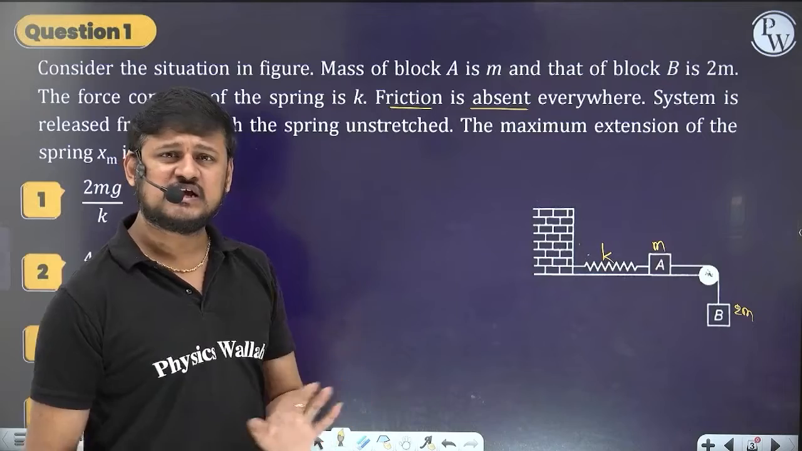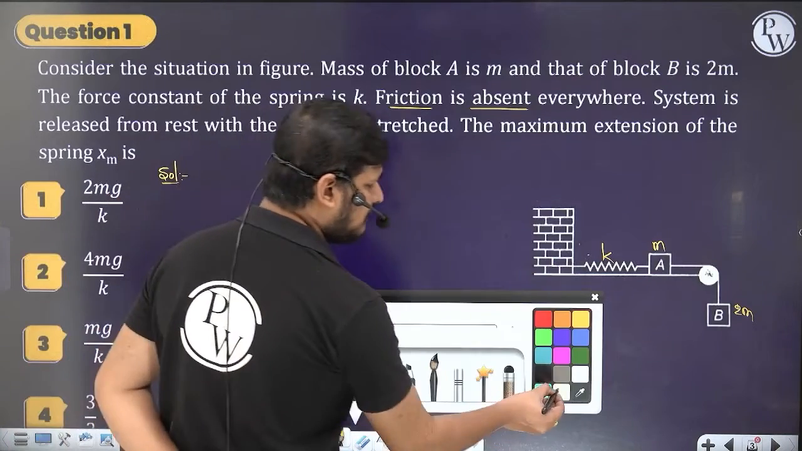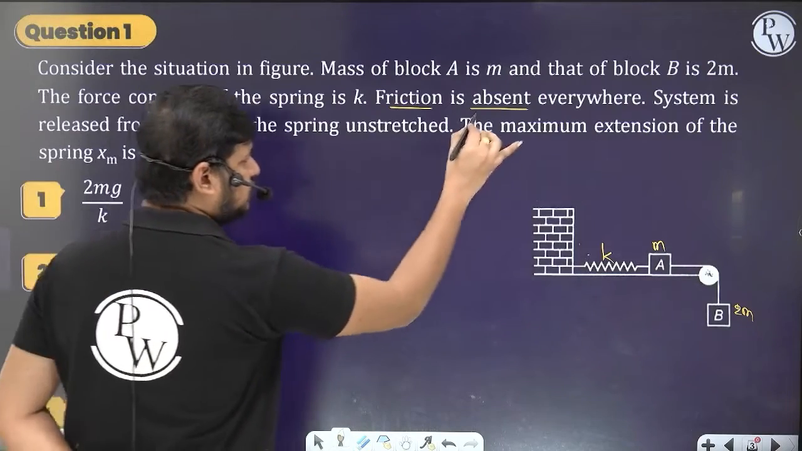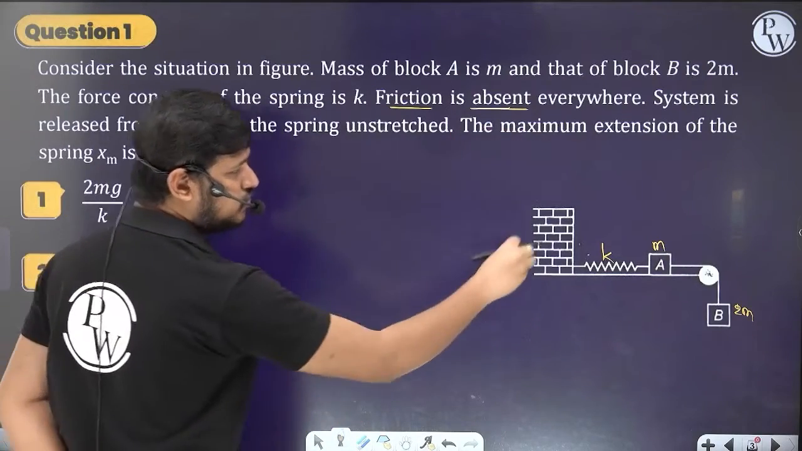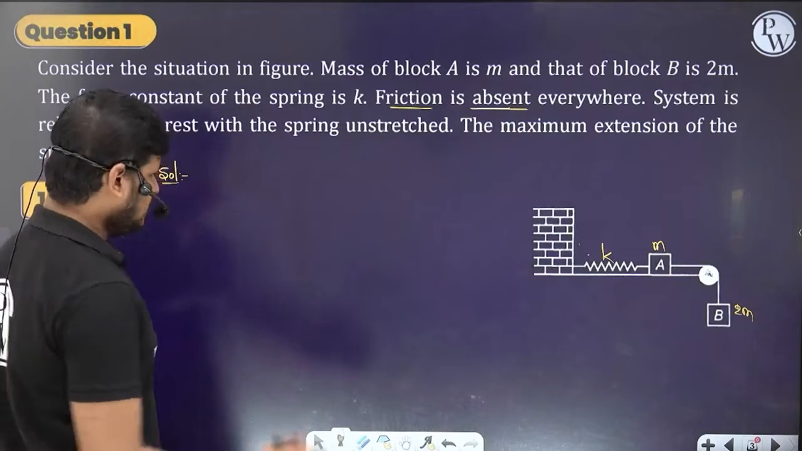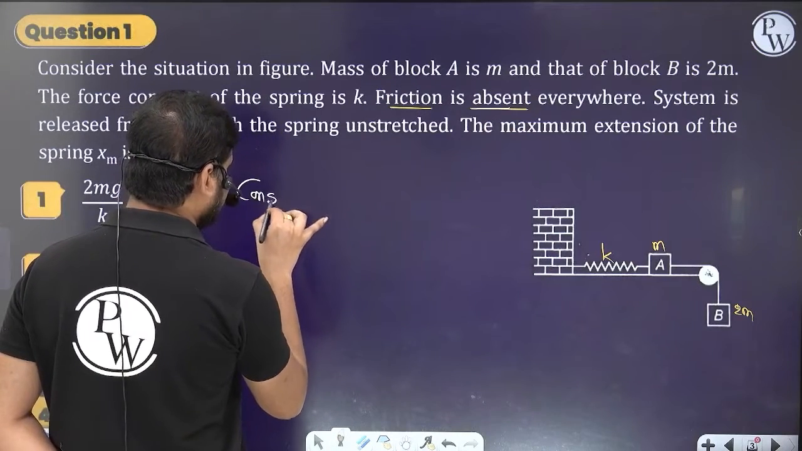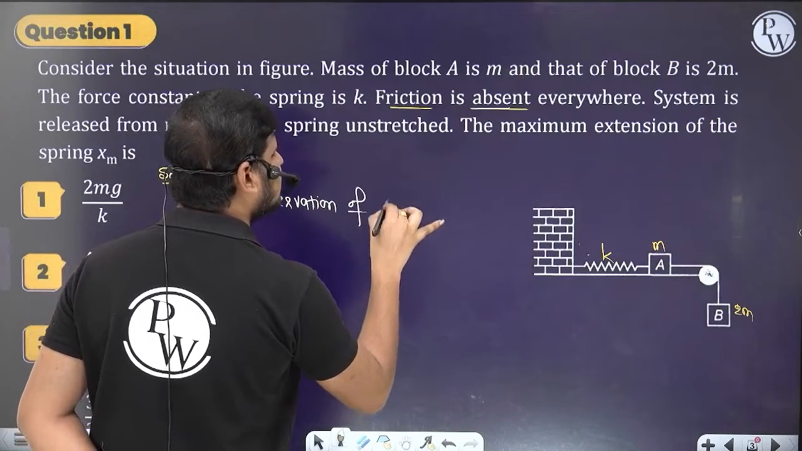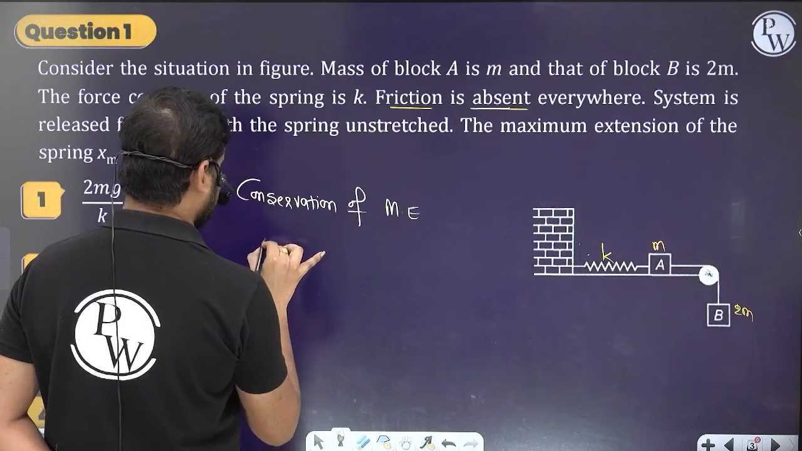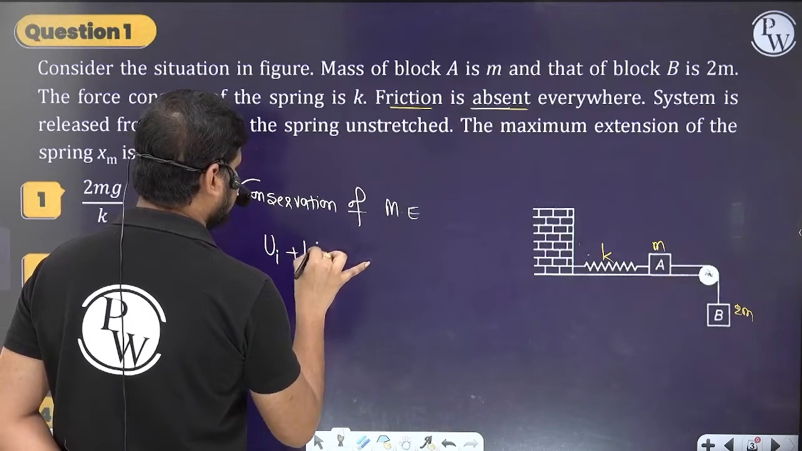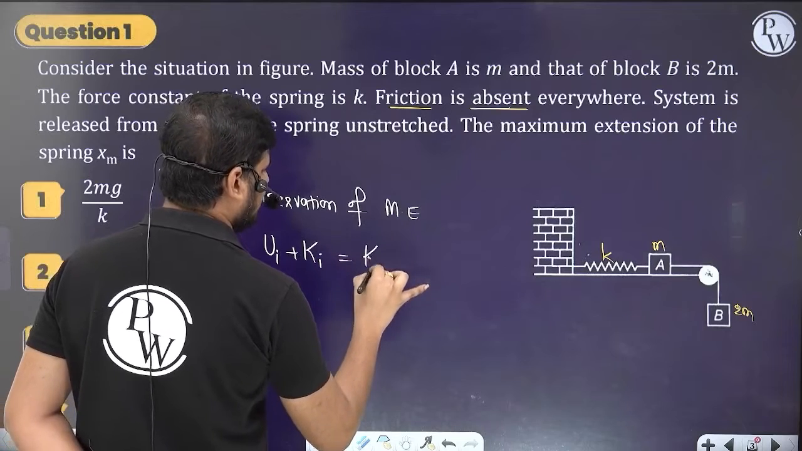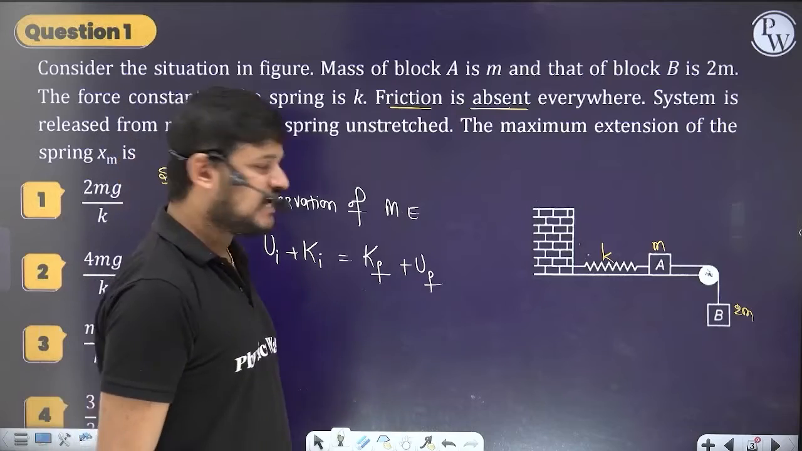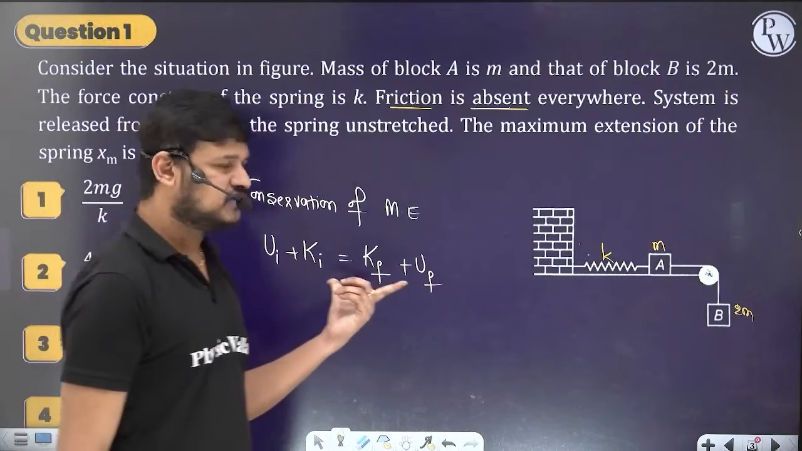The first thing is, can we apply the conservation of mechanical energy? Yes, sir. Here there is no friction, no non-conservative forces and no external force we are applying. So we can apply the conservation of mechanical energy in this question. According to it, the initial potential energy plus kinetic energy equals final kinetic energy plus final potential energy: Ui + Ki = Uf + Kf. This is the concept.